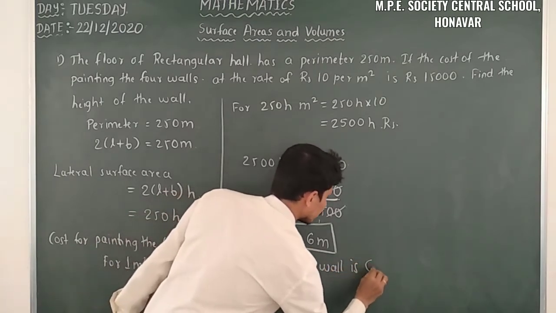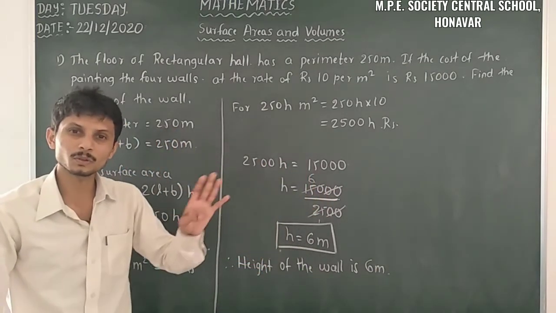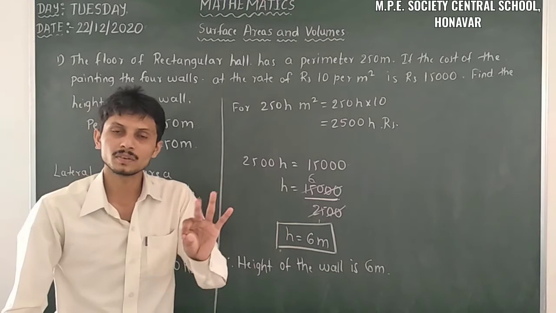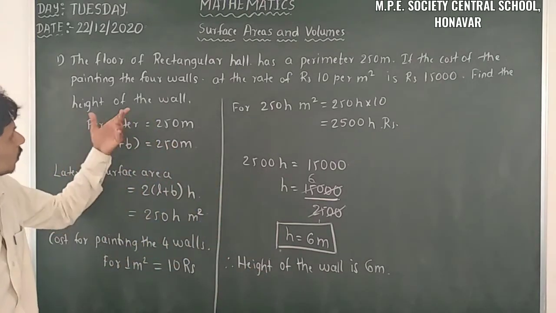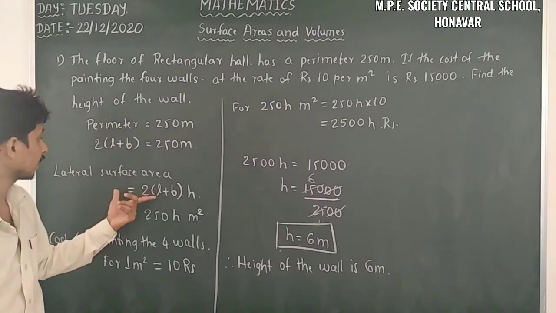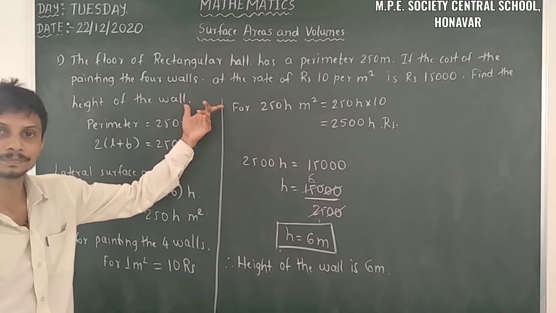You just observe there is no information about the length, the breadth, or the height here. We have to find the height. But just observe that only the perimeter is given, and the lateral surface area is also given, that is, the four walls.